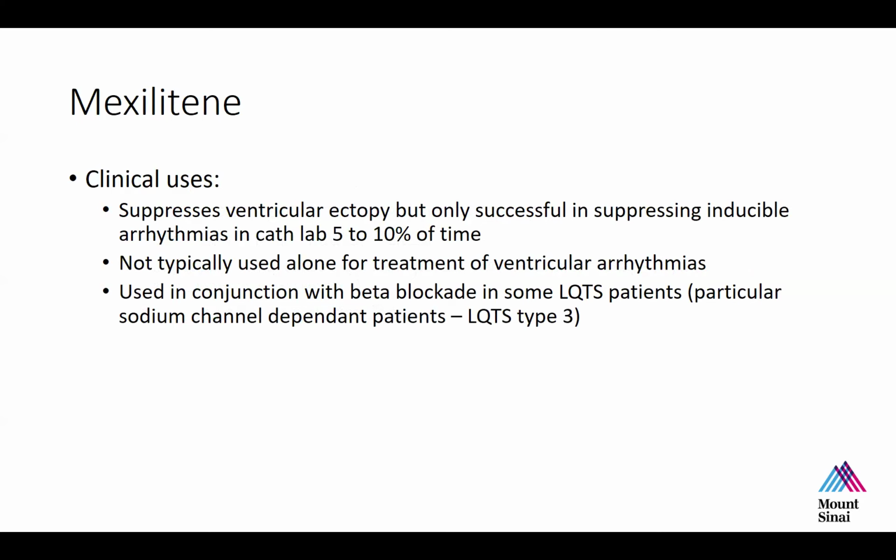So in the old days when people didn't do ablations for VT or when they didn't use amiodarone or there weren't defibrillators, it was common that people would be put on an agent for ventricular arrhythmias and then they would take you back to the cath lab to test to see if the agent was working. But it turns out mexiletine wasn't so good for that. Almost never is it used exclusively as an agent for the treatment of ventricular arrhythmias. Almost always you use it in concert with something else.